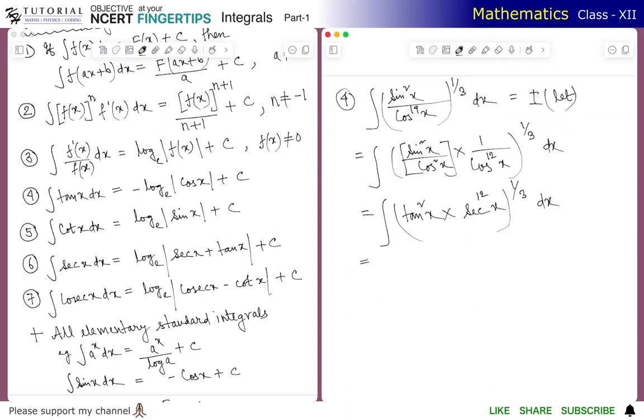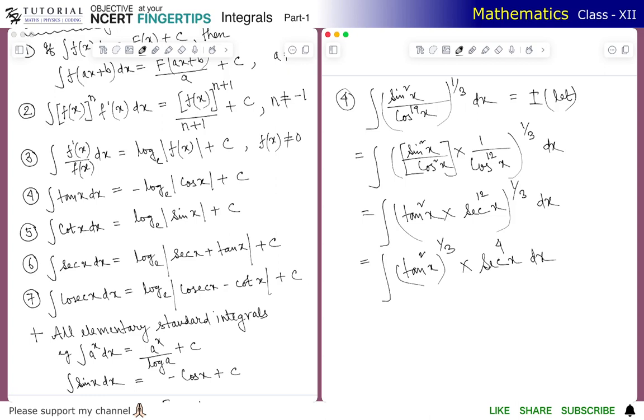I have a feeling that I have to substitute tan x equal to something, because I have some even power of sec x and I know the derivative of tan x is sec square x. Let's see. So this becomes essentially, if I also do the powering of 1 by 3, I get (tan square x) to the power 1 by 3, and I get sec x to the power 4.